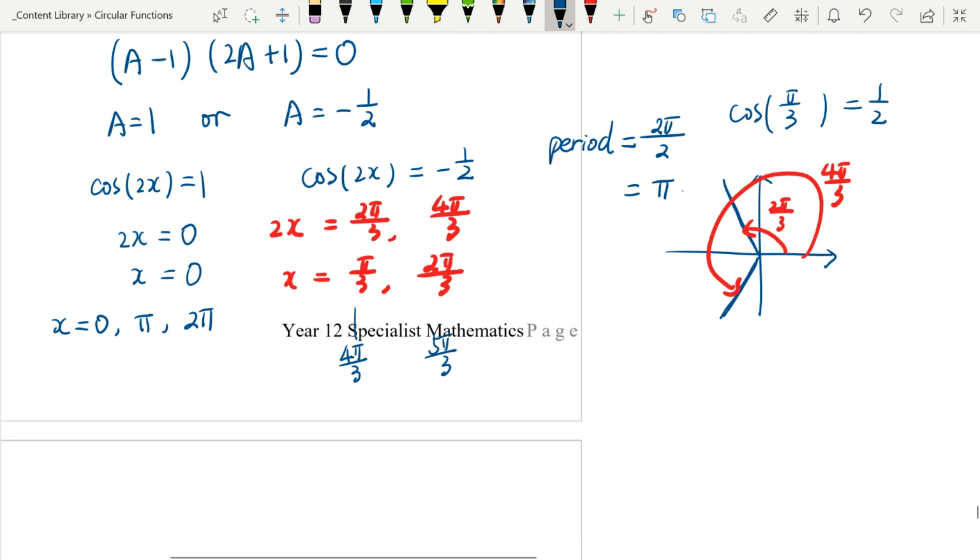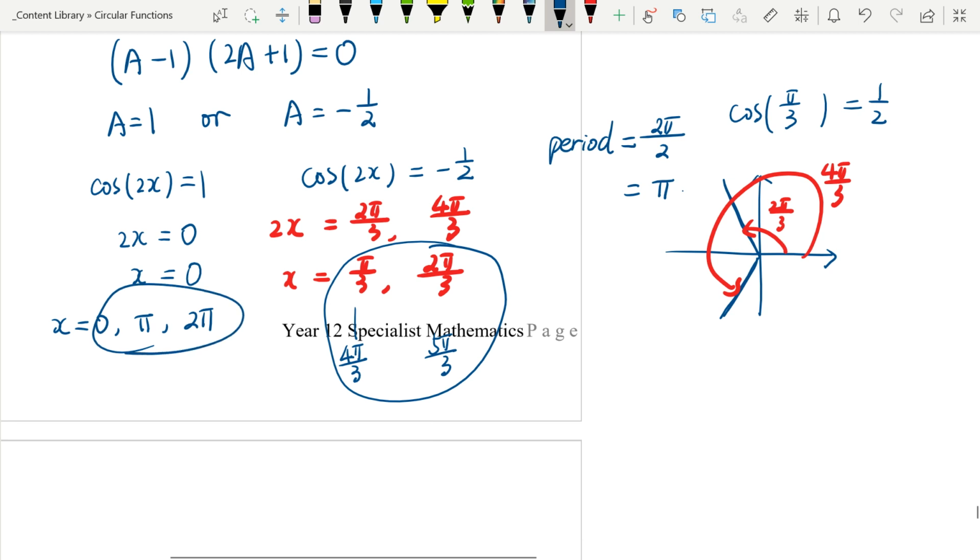Can I add another pi? 2 pi is the restriction. No, if you add another pi, that's definitely out of 2 pi. So the 4 values I have, those 4 values plus those 3 values, that's the solution to this question.